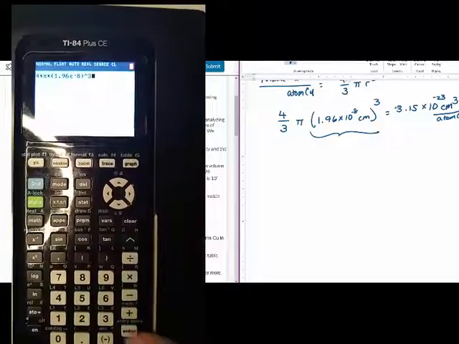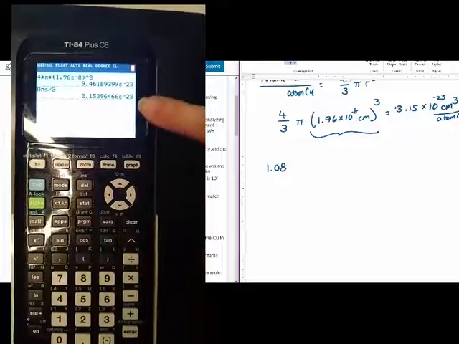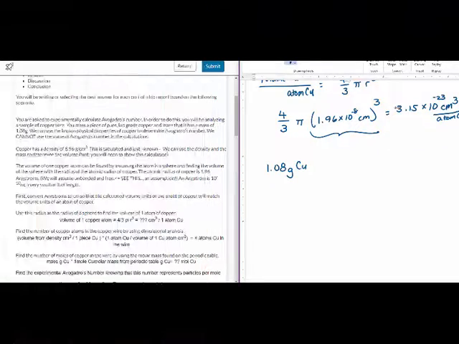So now I have the volume of an atom of copper. Now I'm going to go back and look at my sample. So I had a 1.08 gram copper sample. I was told that copper has a density of 8.96 grams per centimeter cubed. Notice how we have centimeters cubed here and centimeters cubed up here. We want them to match.